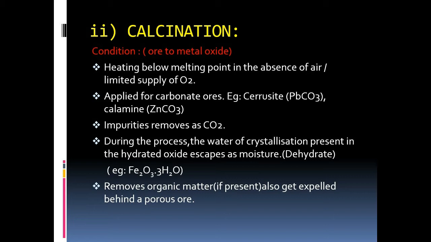During the process, the water of crystallization present in the hydrated oxide escapes as moisture, which means the ore we take may have some water particles. For example, in the hematite ore Fe2O3, along with that there are some water particles, 3H2O, attached to the ore. So in calcination we are just heating. When we heat, the water evaporates and becomes vapor. So that is the dehydration.